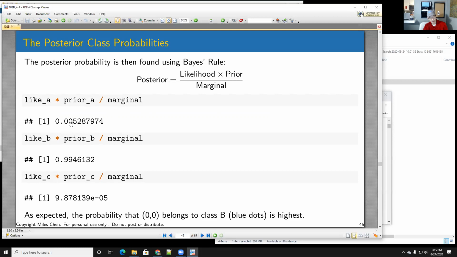And we get 0.005, okay? So about 1/2 of 1%. The likelihood for B is 0.9946 or 0.995, so 99.5%. And then the likelihood times the prior for C divided by the marginal, the posterior probability of class C is almost 0, okay? 9 times 10 to the negative 5, so 1 in 10,000, somewhere around there. And so as we expected, the probability that 0, 0 belongs to class B is going to be the highest with around a 99.5% probability.